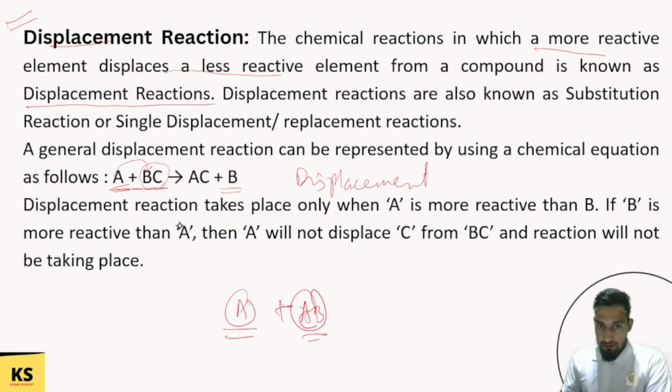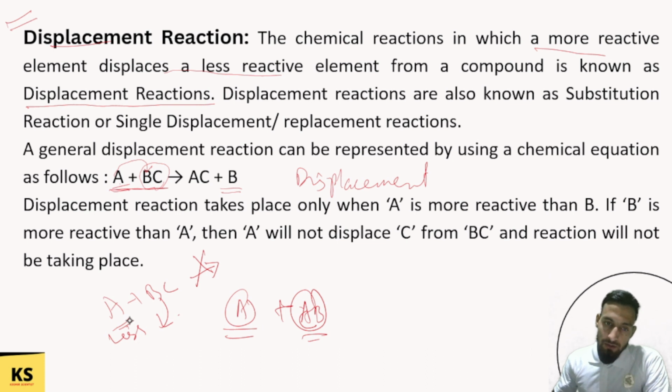If B is more reactive than A, then A will not displace B from BC and the reaction will not take place. So B would not be displaced from here, and the reaction A plus BC will not proceed forward because A is less reactive than B. So in order to make this reaction happen in the forward direction, A has to be more reactive than B.